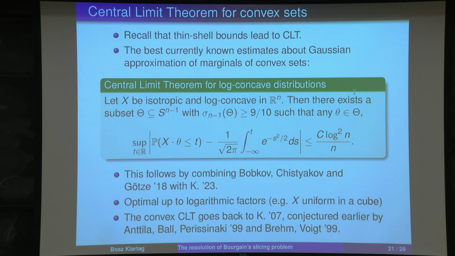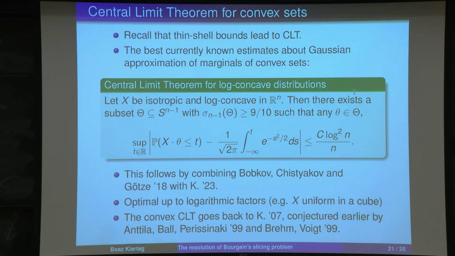So actually the situation is pretty good. If I have a random vector x, which is isotropic in R^n, isotropic means mean zero and covariance identity, and log-concave, then you can find a subset of the unit sphere of good directions whose measure is at least, let's say, 9/10. So most directions are good. And for any such good direction theta, the Kolmogorov distance to the Gaussian is roughly a constant over n, up to some log squared factor.